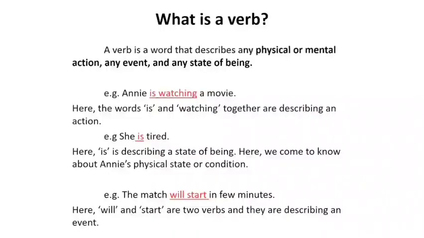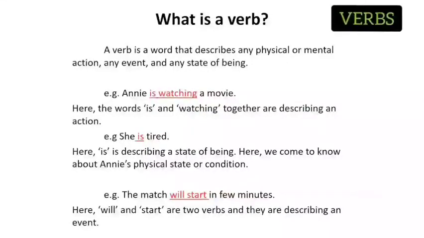So first we'll start with finite and non-finite verb. First we have to understand what is a verb. We know that a verb is a term that represents a work or a work being done. Just like Annie is watching a movie, she is tired, the match will start in a few minutes. Now all these underlined words, as well as the red color words, represent verbs.